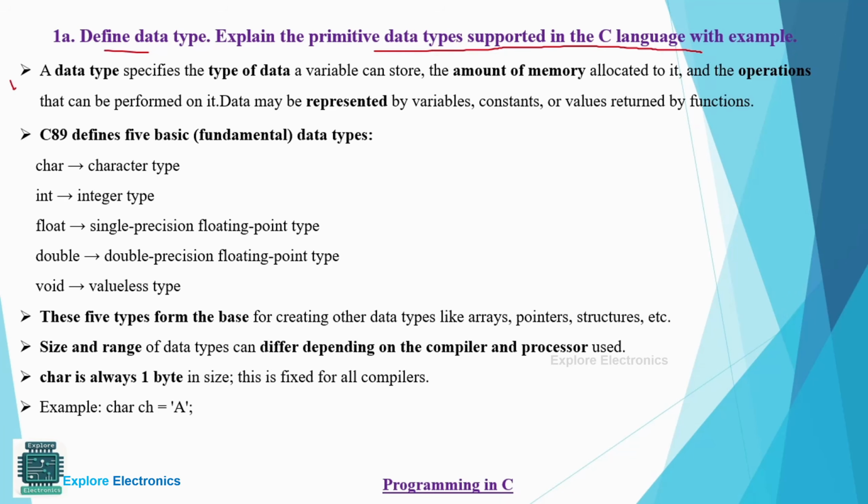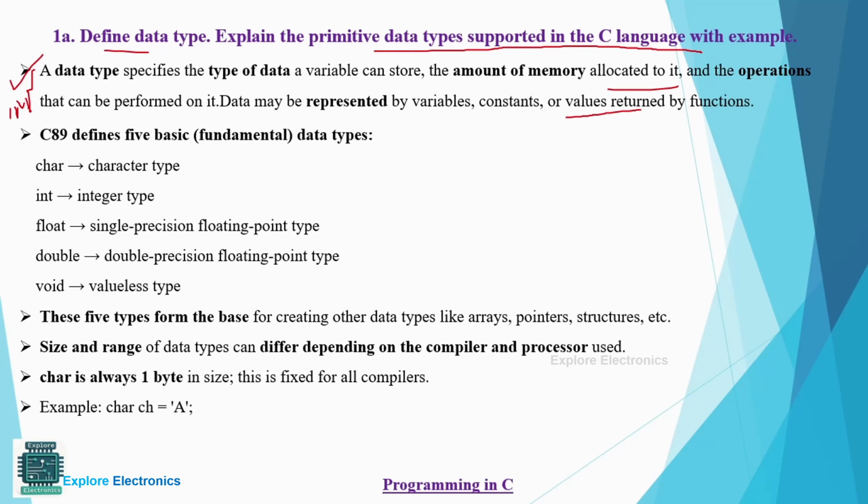Here, firstly, this is the definition. A data type specifies the type of data a variable can store, the amount of memory allocated to it, and the operations that can be performed on it. Data may be represented by variables, strings, or values returned by a function. This is the definition of data type. You should take a screenshot or write it down, make a point. It has 1 mark, as in the question itself they have given define data type.